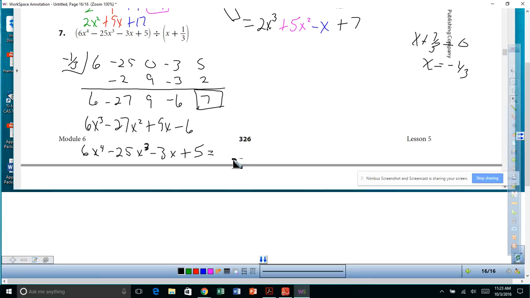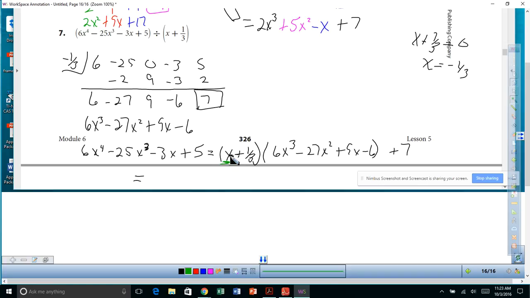And that's going to equal our divisor, x plus 1/3, times, and what did we get here? We got 6x cubed minus 27x squared plus 9x minus 6, and then plus 7, our remainder right here. So we need to do our check. First, let's multiply the x across.